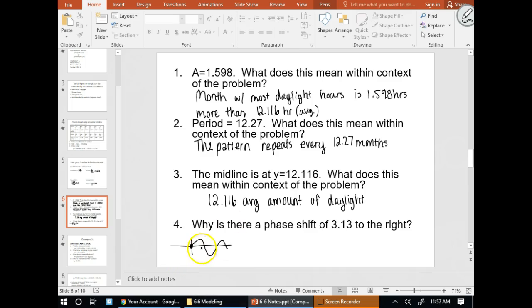So, if we're looking at 0, we're talking about the very beginning, the switch from December to January right there. So, we're in the middle of winter. Is that whenever our daylight hours are the same as our nighttime hours? It is not. That's in the spring, right? So, what they've got to do is shift this over. In this case, it's a shift of 3.13 months to the right, and then that puts it where in December we've got more of the low point. So your answer for phase shift is pretty much just always to get the data to line up.